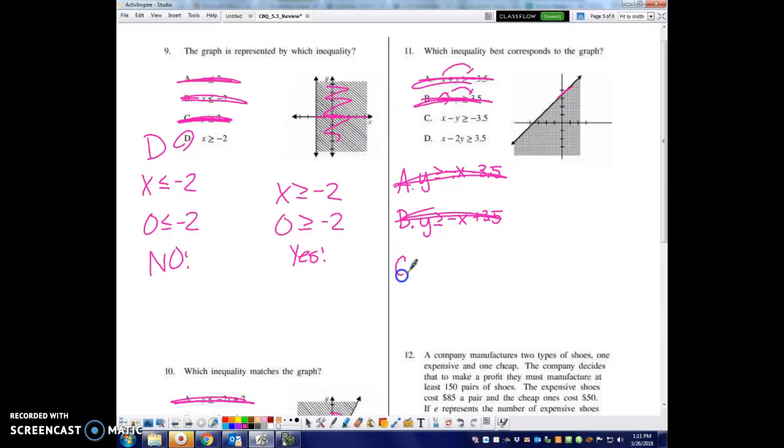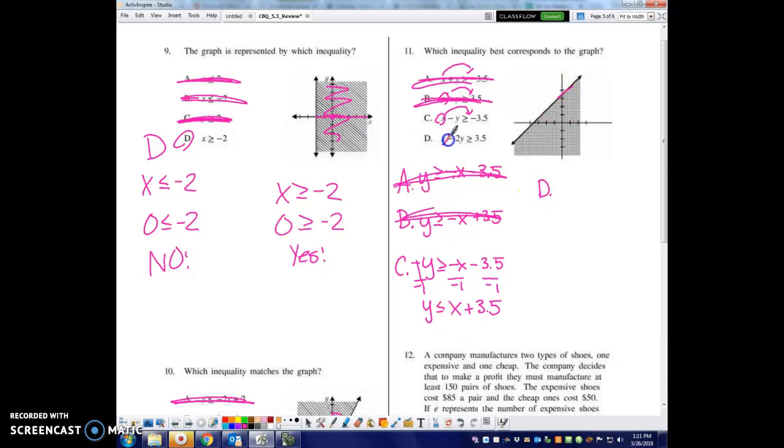Okay, so C, we move this x over. We have a -y greater than or equal to -x minus 3.5. Divide them all by -1. Y is less than or equal to a positive x plus 3.5. Okay, so positive x plus 3.5, that both looks like it fits, but let's check the last one.